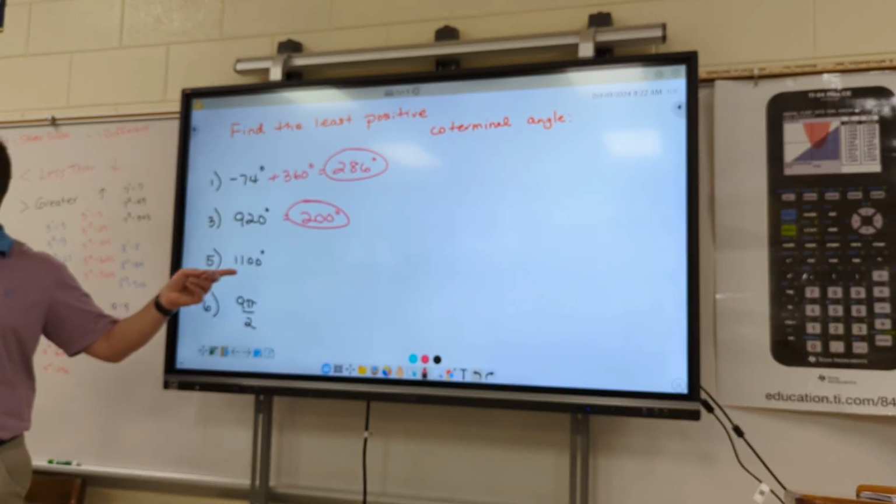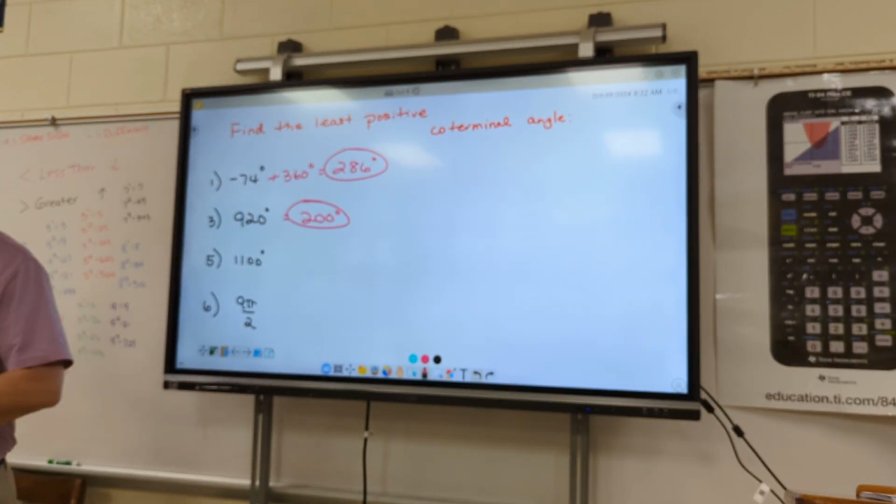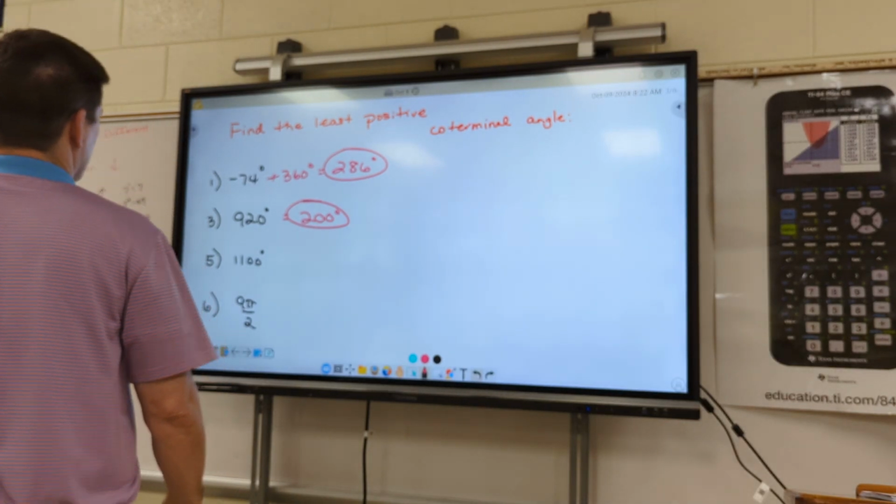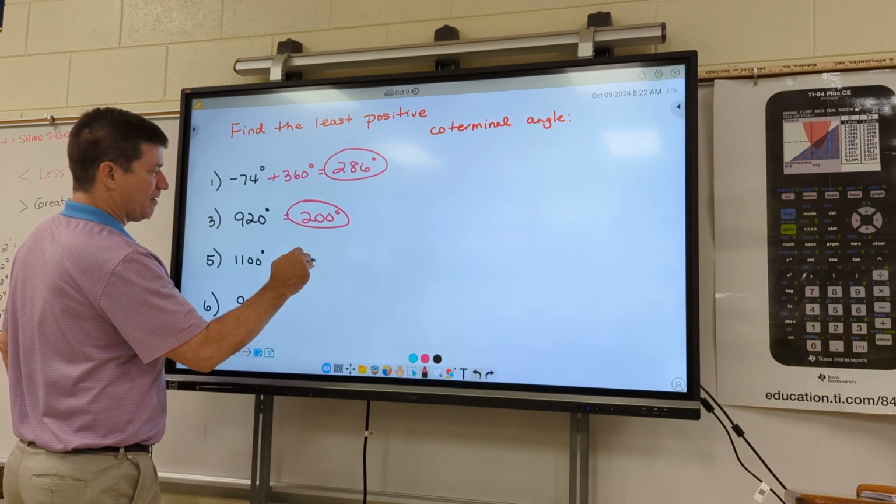Number 5 says 1100 degrees. What do we do? You minus it. So 1100 minus 360. If you have a negative number and you add 360 and it's still less than a positive number, you keep adding it again. All right, somebody give me an answer on number 5. 20 degrees. Any question there?